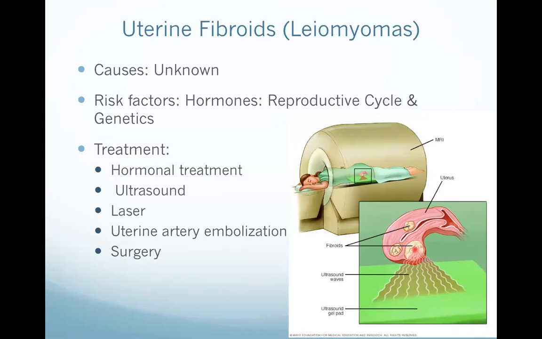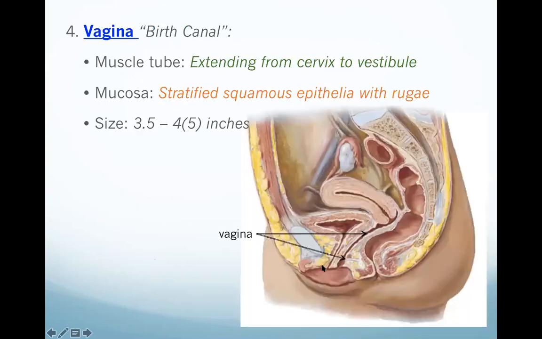They can also use lasers and ultrasounds to basically rupture them, or they can basically sever the vasculature to them so they stop growing. So different techniques. You can see here, this is an MRI, and what they're using are ultrasound waves to kind of blast the fibroid. All right, almost done.